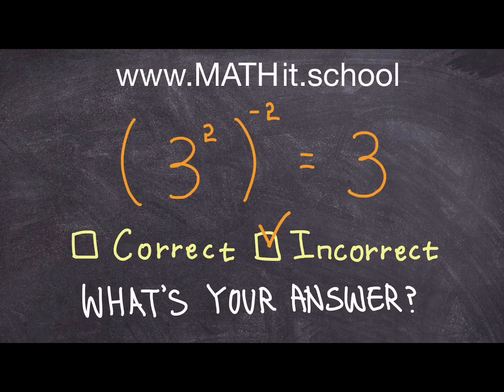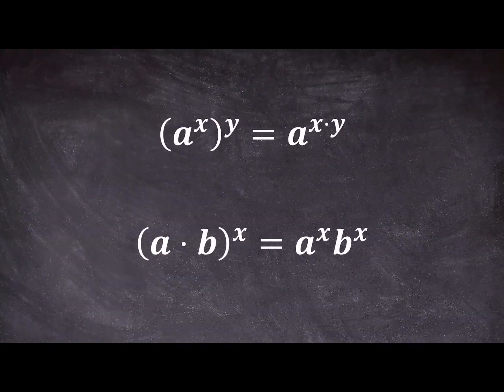Let's go back to the problem. So 3 to the power of 2 to the power of negative 2 is not equal to 3. Indeed, it's actually equal to 3 to the power of negative 4. And I'm going to show you why that is so in just a second. So let's move to our next page.